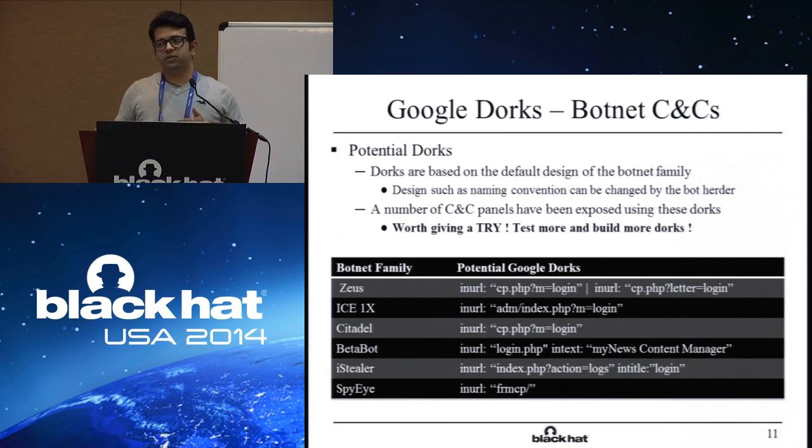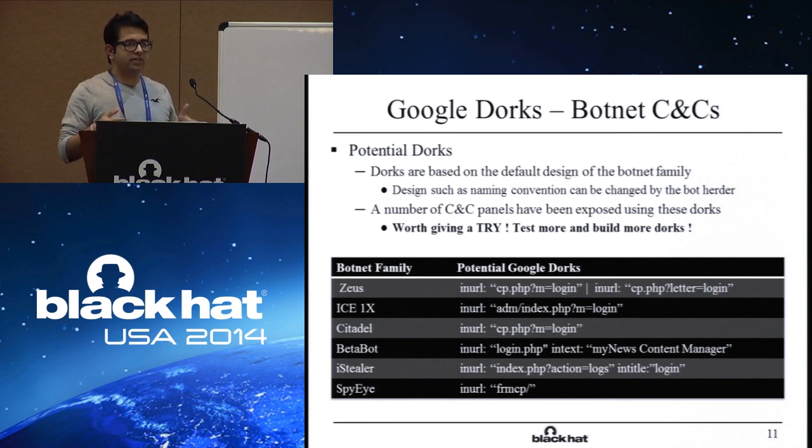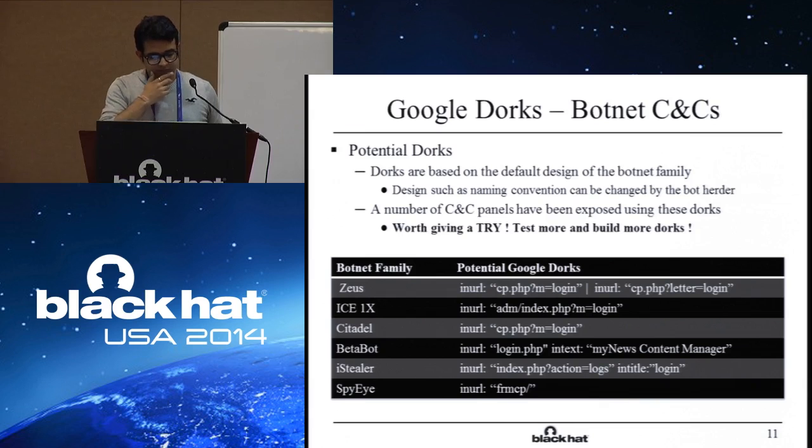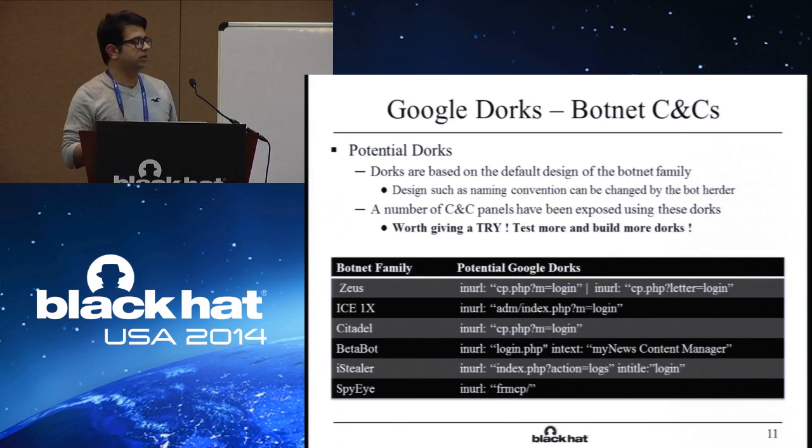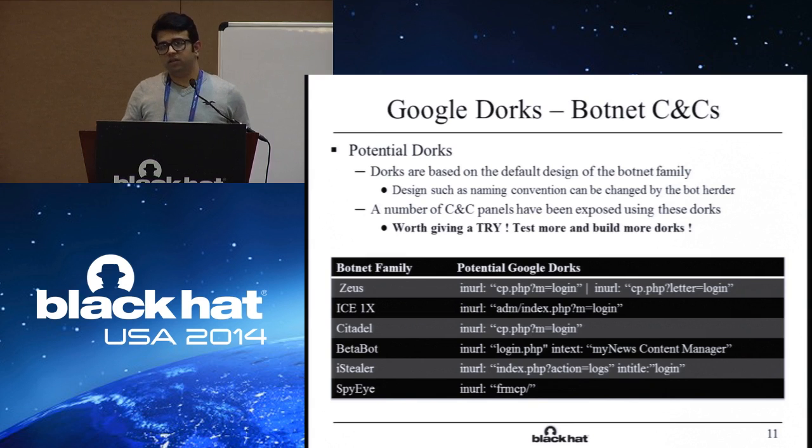When I started doing research, there's always a scenario for performing some sort of reconnaissance or information gathering. Google Dorks are always a good scenario. Although you will not get all the C&C panels that are persisting in the wild, for initial testing you will definitely get some interesting patterns out of it. I collected some of the interesting patterns after performing analysis for a couple of months. If you're going for Zeus, you can try this Google Dork. ICE9, Citadel, BetaBot, iStealer, SpyEye. They might change it, but if they're running in a default state, you can definitely get in contact with all these botnet panels.